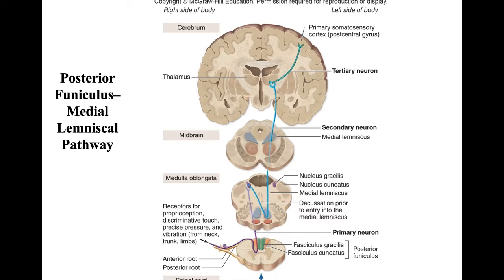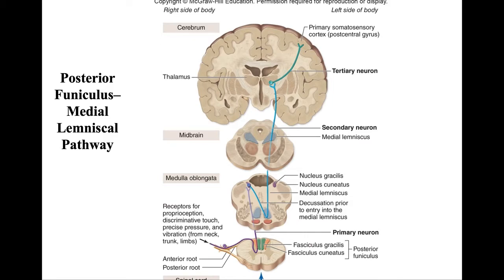All right, let me repeat the ones we've done so far. From the receptor to the spinal cord is primary neuron or first order neuron. Then up the spinal cord up to the thalamus is second order or secondary neuron. Okay, now we'll do the last part. From the thalamus to the primary somatosensory. So thalamus to primary somatosensory.